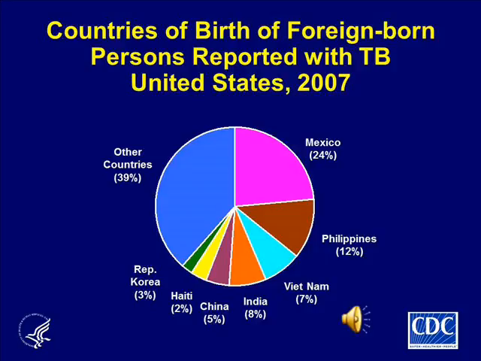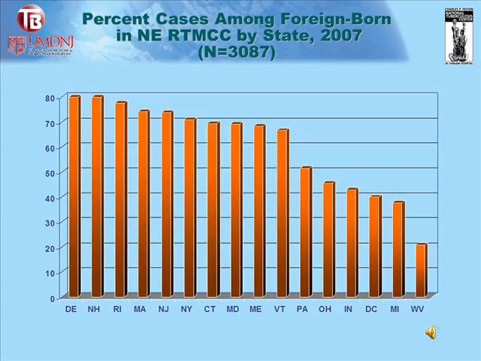The countries of birth of foreign-born persons in the United States with tuberculosis are shown here, and the list has been pretty constant for the last several years, with Mexico, the Philippines, Vietnam, India, China, those countries having the largest number of patients. In each of your program areas, it very well may be other groups or these groups in a different order, certainly. And this is a slide that looks at only the northeastern RTMCC and the 16 states, and I'm including Washington, D.C.